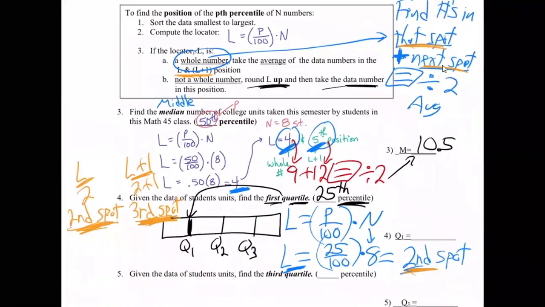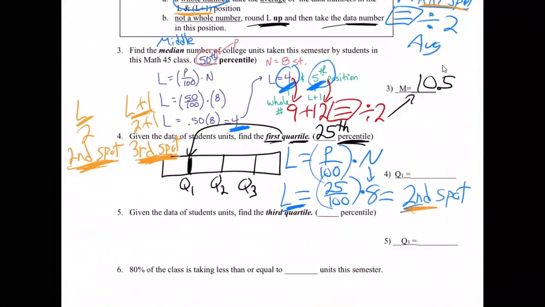Let's do it. So we've got the number in the second spot is 6. The number in the third spot is 9. Remember, we're supposed to add them, hit equals, and then divide by 2 because we're averaging. We're taking the average of those two numbers. You know how to average two numbers. You add them and divide by 2, right? And so when you do all that, you should get the answer. Isn't it 7.5? Yeah. Is that coming out for everybody?